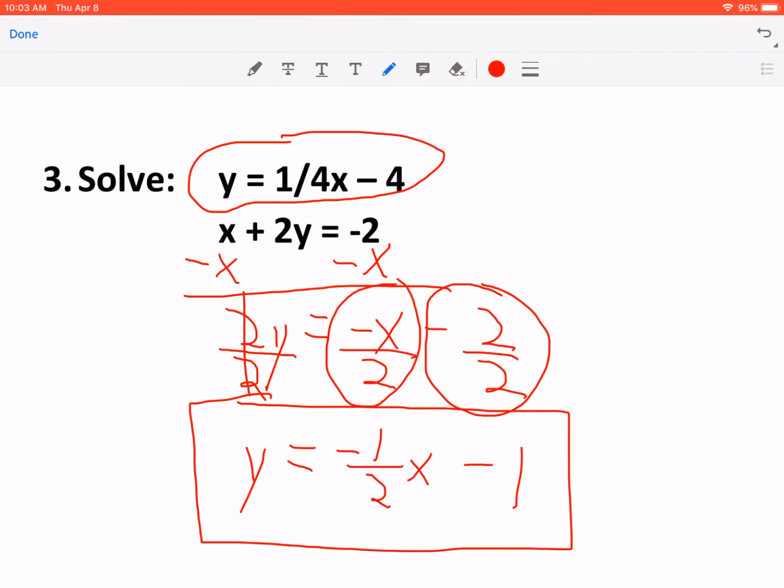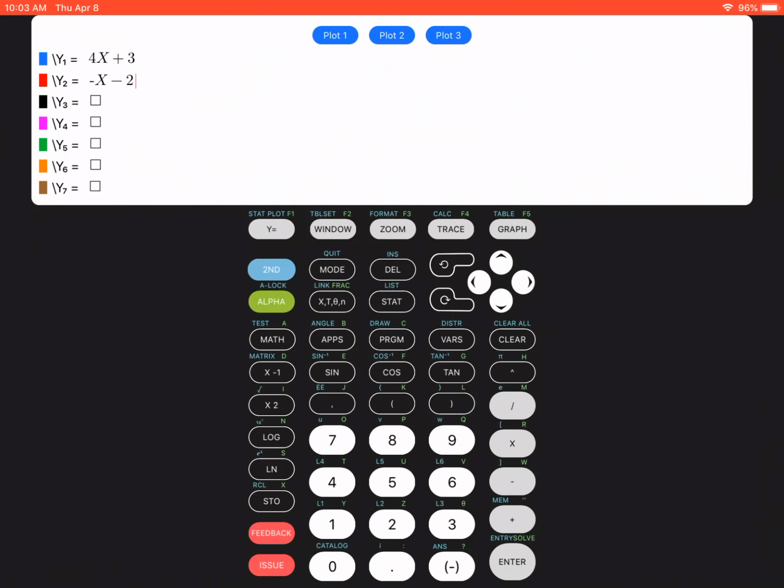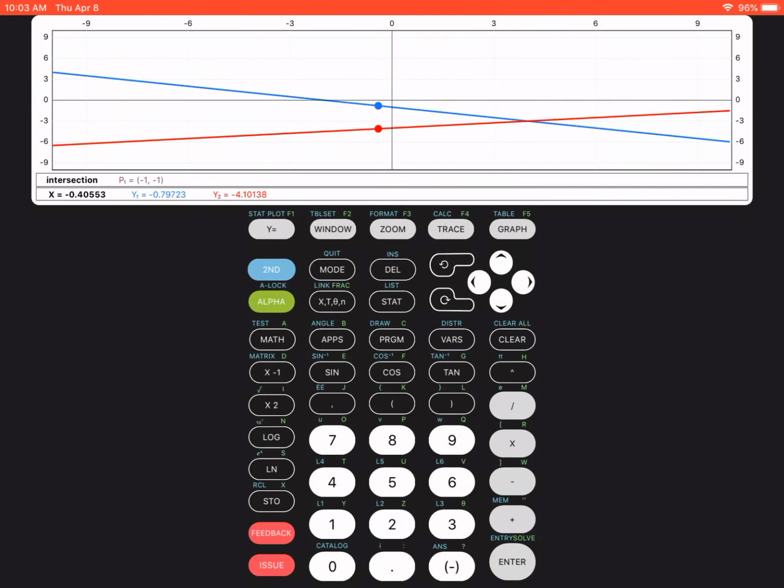All right, so same thing. Let's go back to it. Clear these. Clear these. And what was that last one? Negative 1/2 x minus 1. So I'm going to type that one first. So negative 1/2 x minus 1. And then the other one was 1/4 x minus 4. Hit graph. They hit each other.